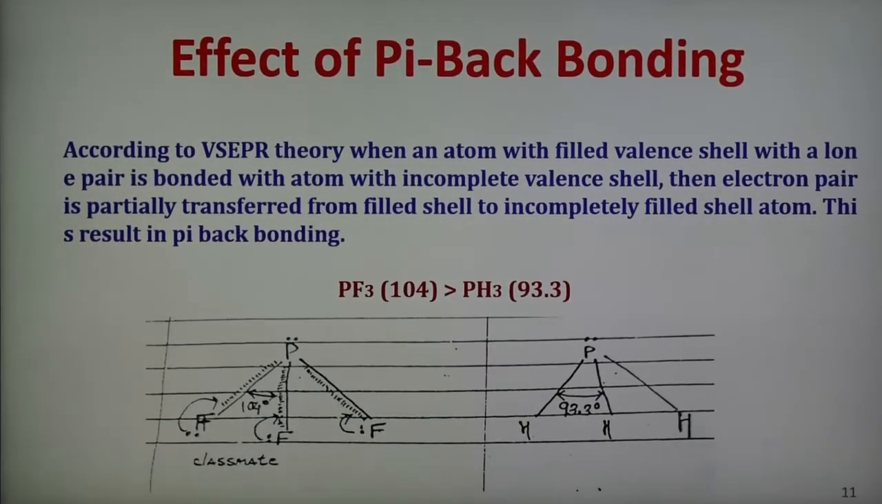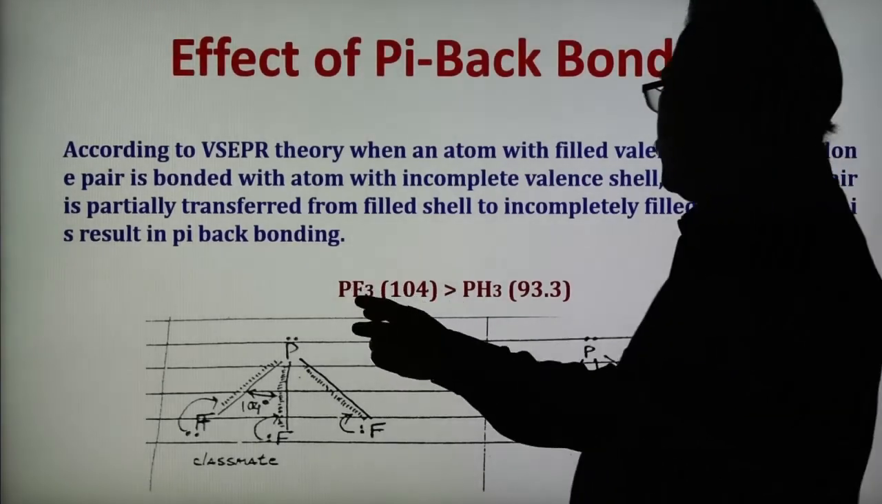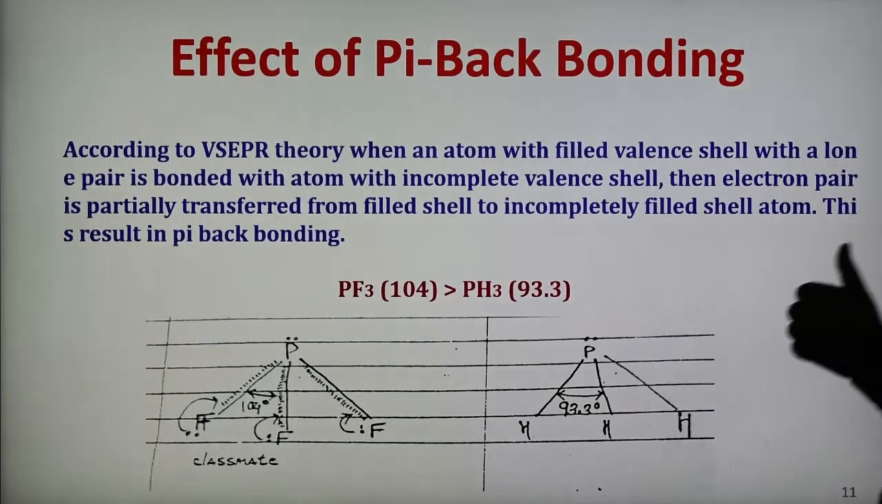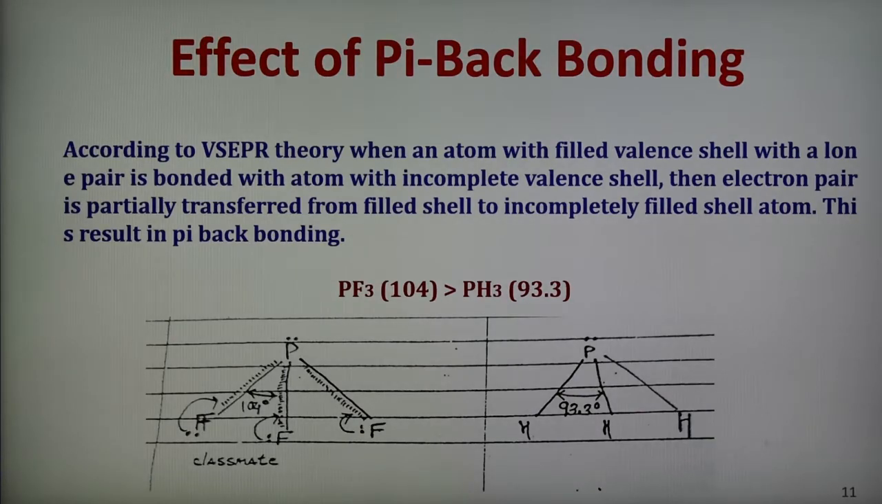And what is the effect of pi back bonding? As we know, Bent's or Drago's pair theory says that an atom with a filled valence shell with a lone pair is bonded with an atom with an incomplete valence shell, and therefore an electron pair is partially transferred from the filled shell to the incompletely filled shell. This is shown as pi back bonding. An example is PF3 and PH3. In case of PF3, the bond angle is 104. In case of PH3, the bond angle is 93.3.